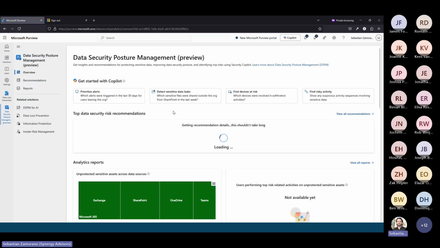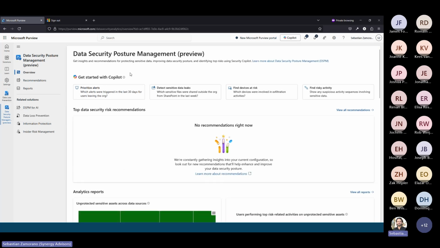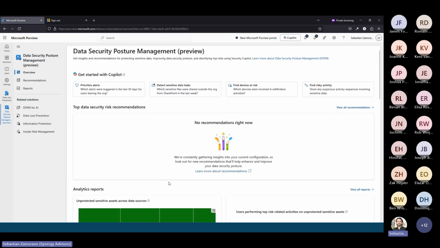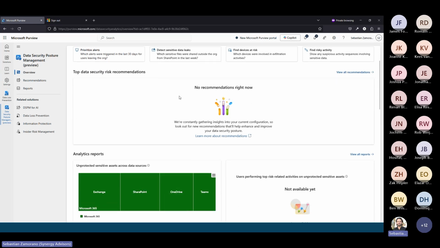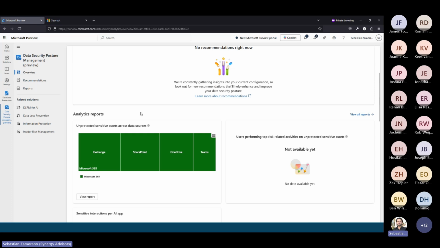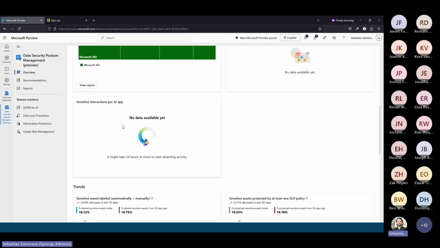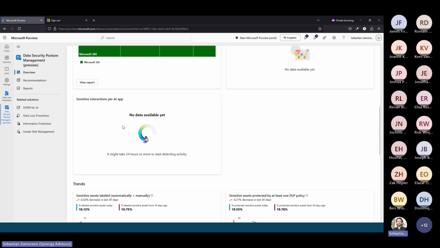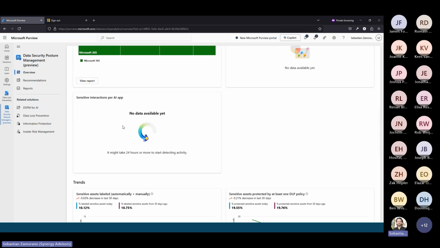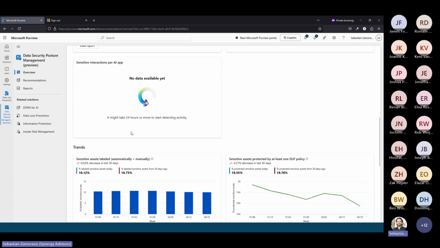Okay, let's continue. Looking back at data security posture management, we can have a first overview of some risks and recommendations to create policies. We can see the report, but the report here is not the best one. We need to go to information protection or data loss prevention to open Activity Explorer and create the report if we want the details. If not, this is only a general overview.